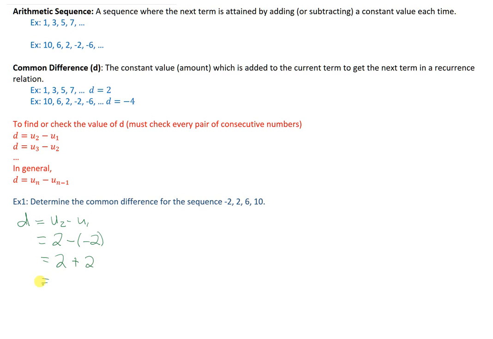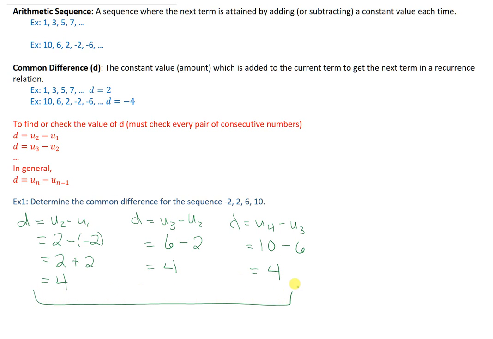Let's remember our integers, that's 4. I check the next pair, u3 minus u2, so it's always current minus previous. The third term, 6 minus 2, is 4. And the last pair, u4 minus u3, well that's 10 minus 6, which is 4. Because they're all the same, I can state that d is equal to 4.